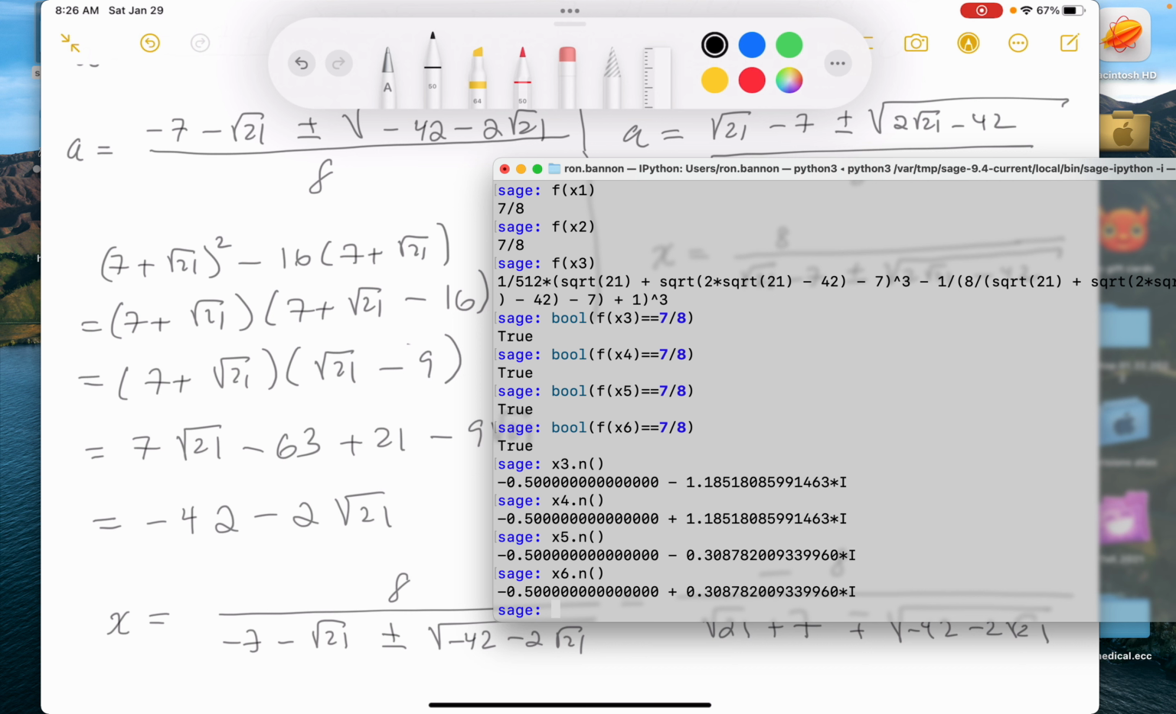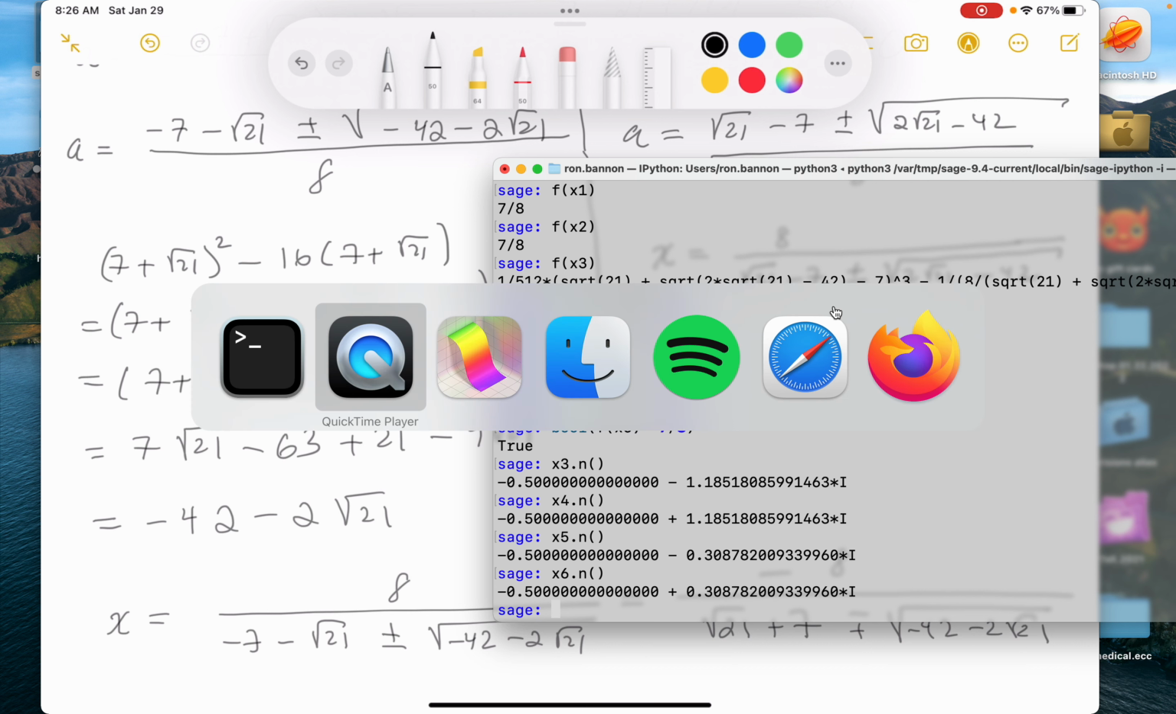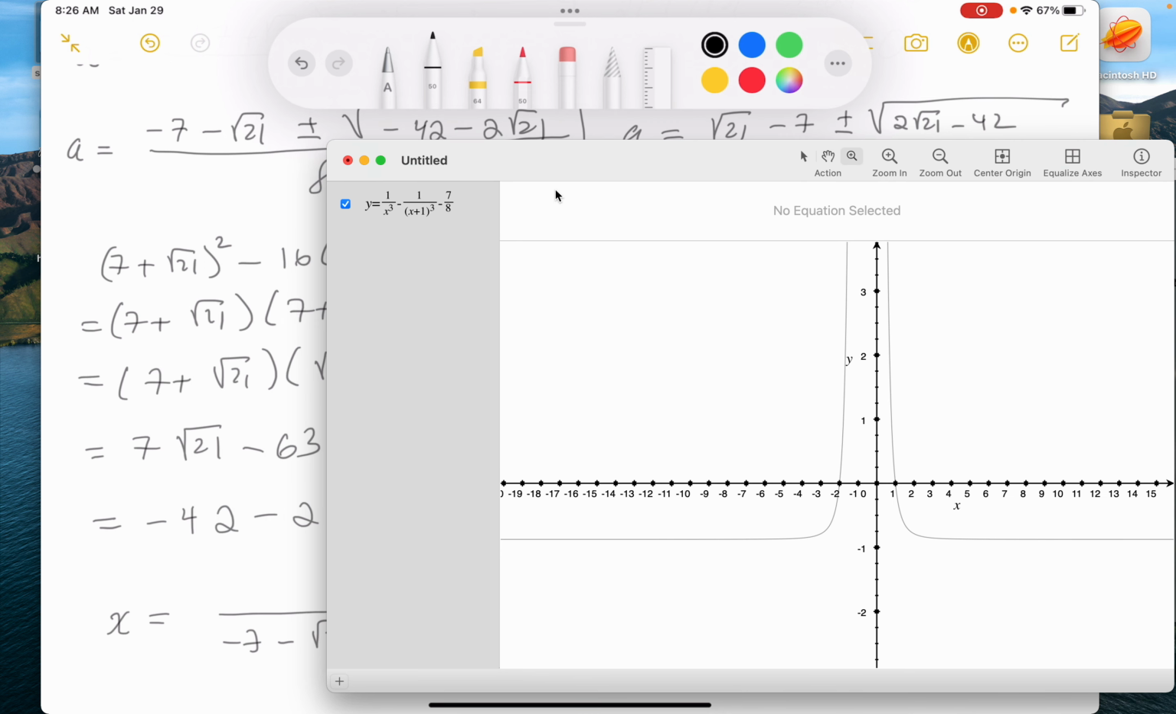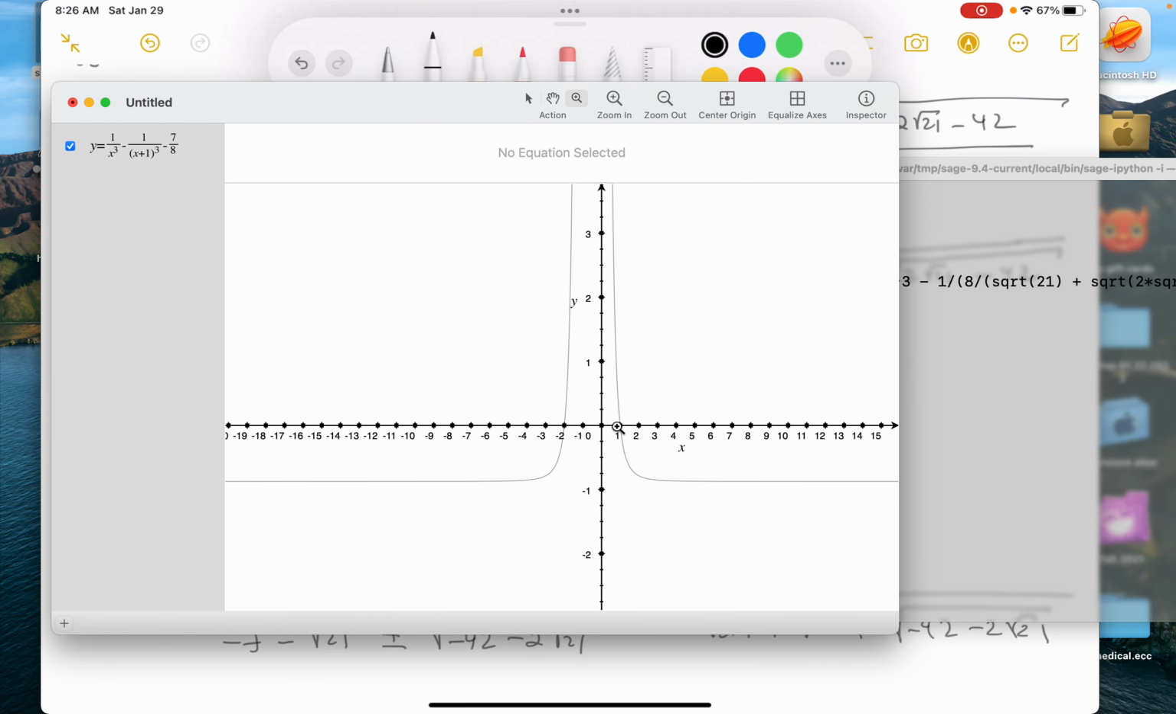I also want to show you the graph of it. Oh, I'm sorry, not Sage. I want to go to Grapher. Sorry about that. Now, this is the graph of 1 over x cubed minus 1 over the quantity x plus 1 cubed minus 7/8. And I'm seeing two real solutions as expected. What solutions am I seeing over here? I'm seeing the 1 and I'm seeing the minus 2 as advertised. We did that at the beginning of the problem.